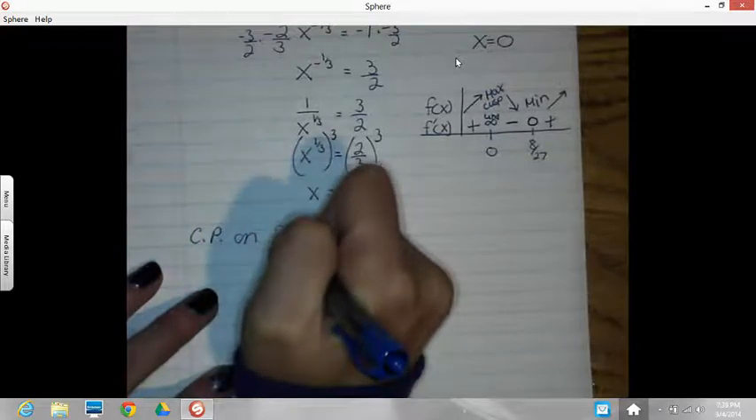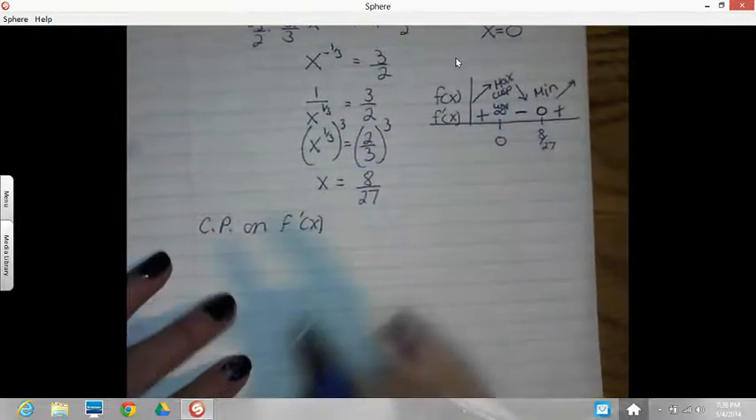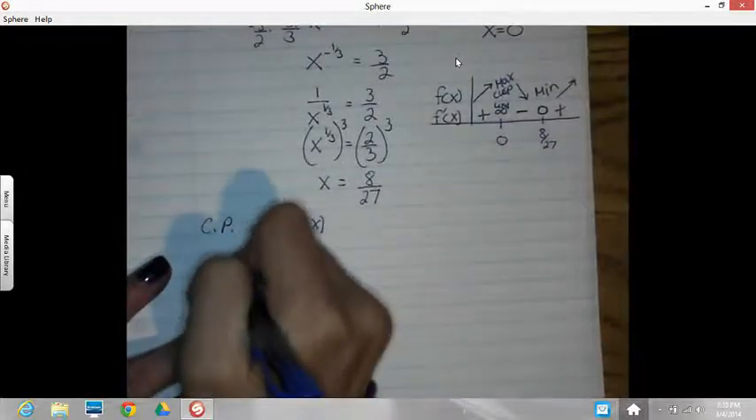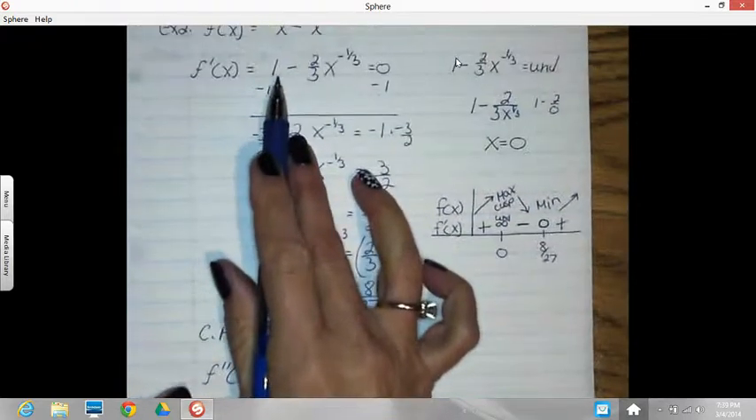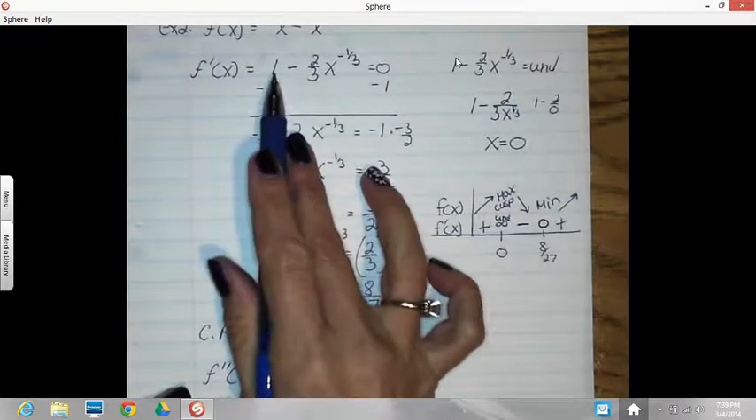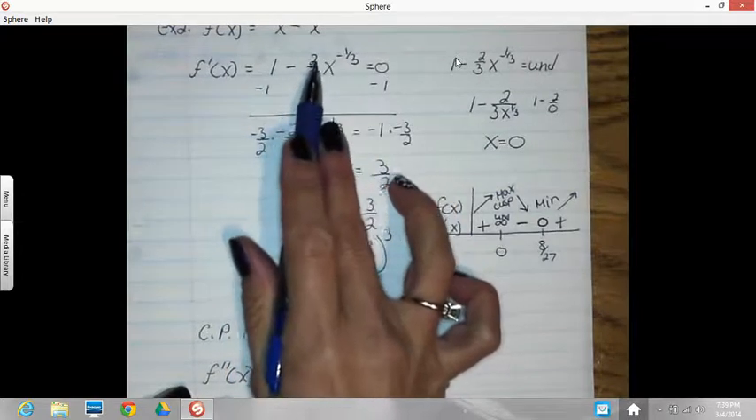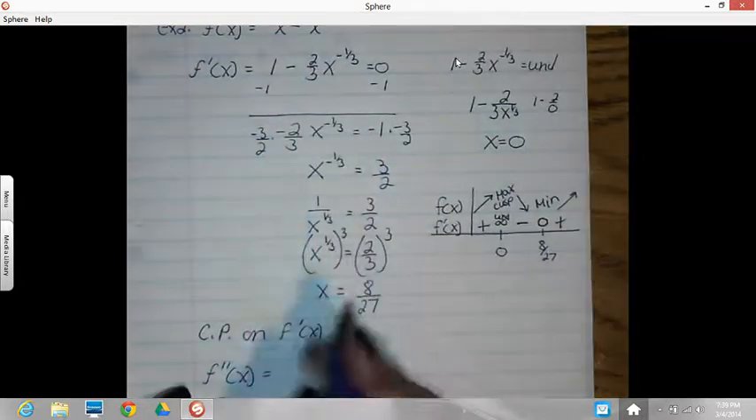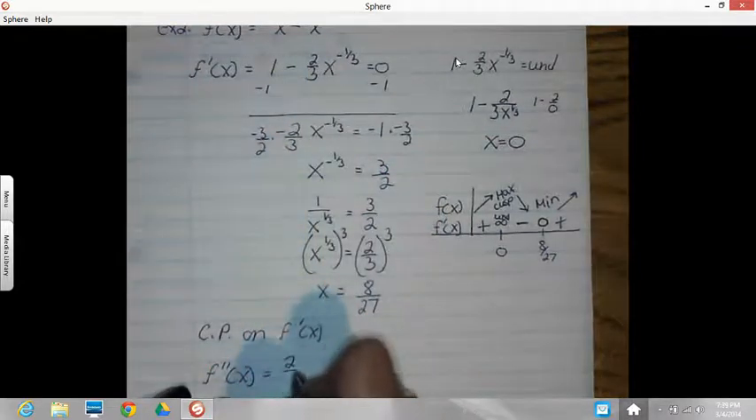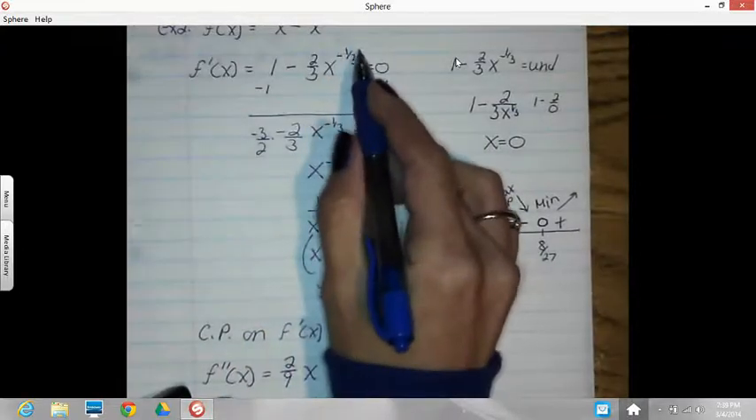on f prime of x. Now, we're not going to make the table for this part. We're just going to find them. So I need the second derivative. And so I'm going to do derivative of this. So the derivative of 1 is 0. And the derivative here, I'm going to bring down the negative 1/3, multiply it by the negative 2/3. That's going to give me a positive 2/9. X to the subtract 3/3, that's going to give me negative 4/3.